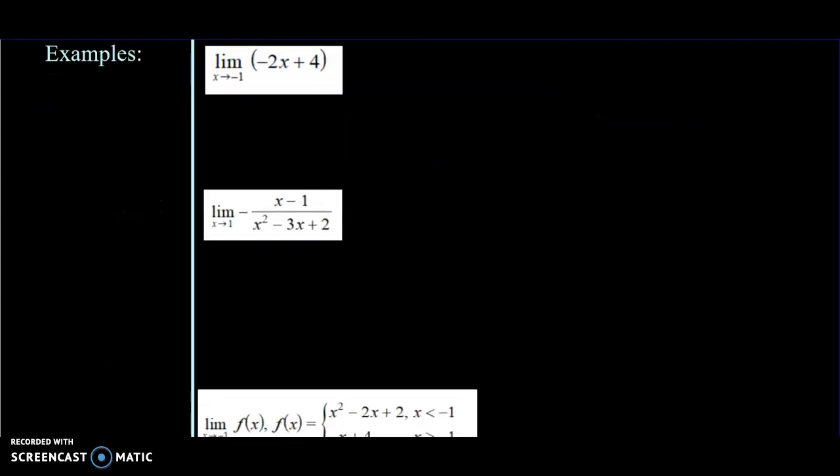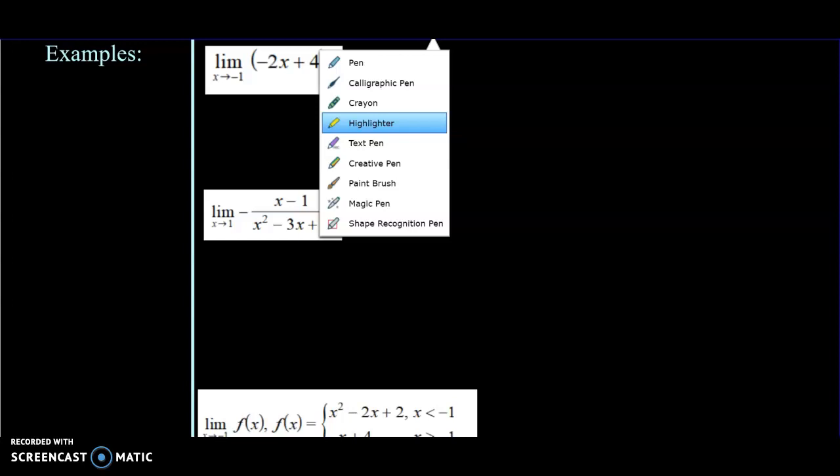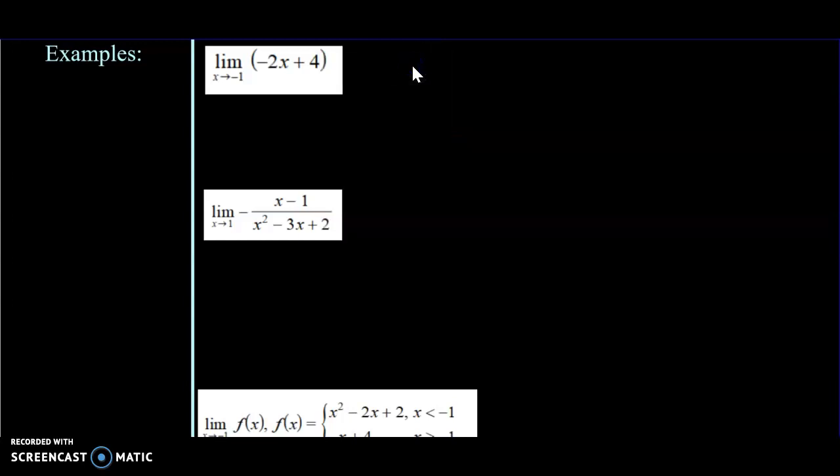So I have here my first example. I have the limit as x is approaching -1, and my function is -2x plus 4. So what you're going to do is you're going to end up substituting. I can't factor that, just leave it. And I substitute for x, the limit that is approaching is -1. So I put in -1.